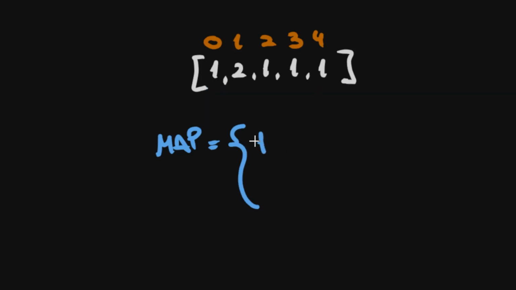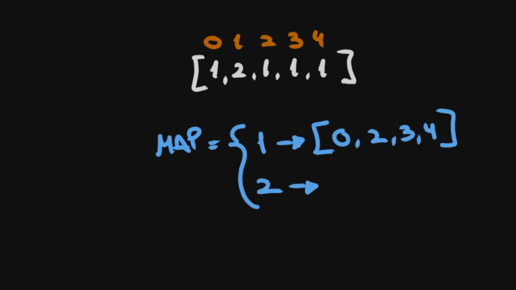So we can use 1, and the value for this is an array with the indices in which we find this number. In this case 0, 2, 3, 4. And we have a 2 also, so we can add 2 as a key, and the value for this is an array with index 1. And now we can iterate every key in the map starting from 1. And from each of these we are iterating the corresponding indices.